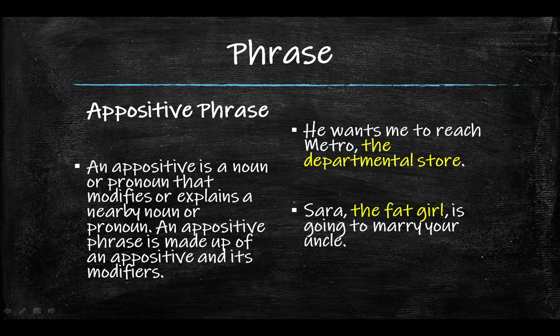Another example: Sarah, the fat girl, is going to marry your uncle. Sarah is going to marry your uncle is the basic sentence, and the fat girl is a noun phrase. The article, fat adjective, and girl noun. A noun and its modifiers. What is it explaining? It's explaining Sarah. Who is this? The fat girl? It's Sarah. So a noun phrase placed in front of a noun explaining it is an appositive phrase. So try to remember the difference between adjective phrases and appositive phrases. Appositive phrases are not difficult, they are easy.